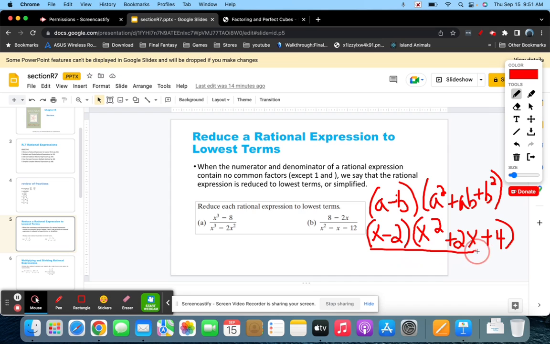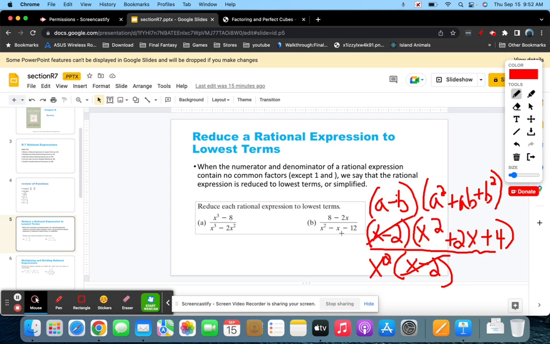Over, we can look at the denominator, and it has a common factor of x squared. And we can pull that out, and we're left with x minus 2. Okay. And now you'll notice that the numerator and denominator both have x minus 2 in them, so we can cancel those. That x minus 2 divided by x minus 2 is 1. And so I'm just left with x squared plus 2x plus 4 over x squared.